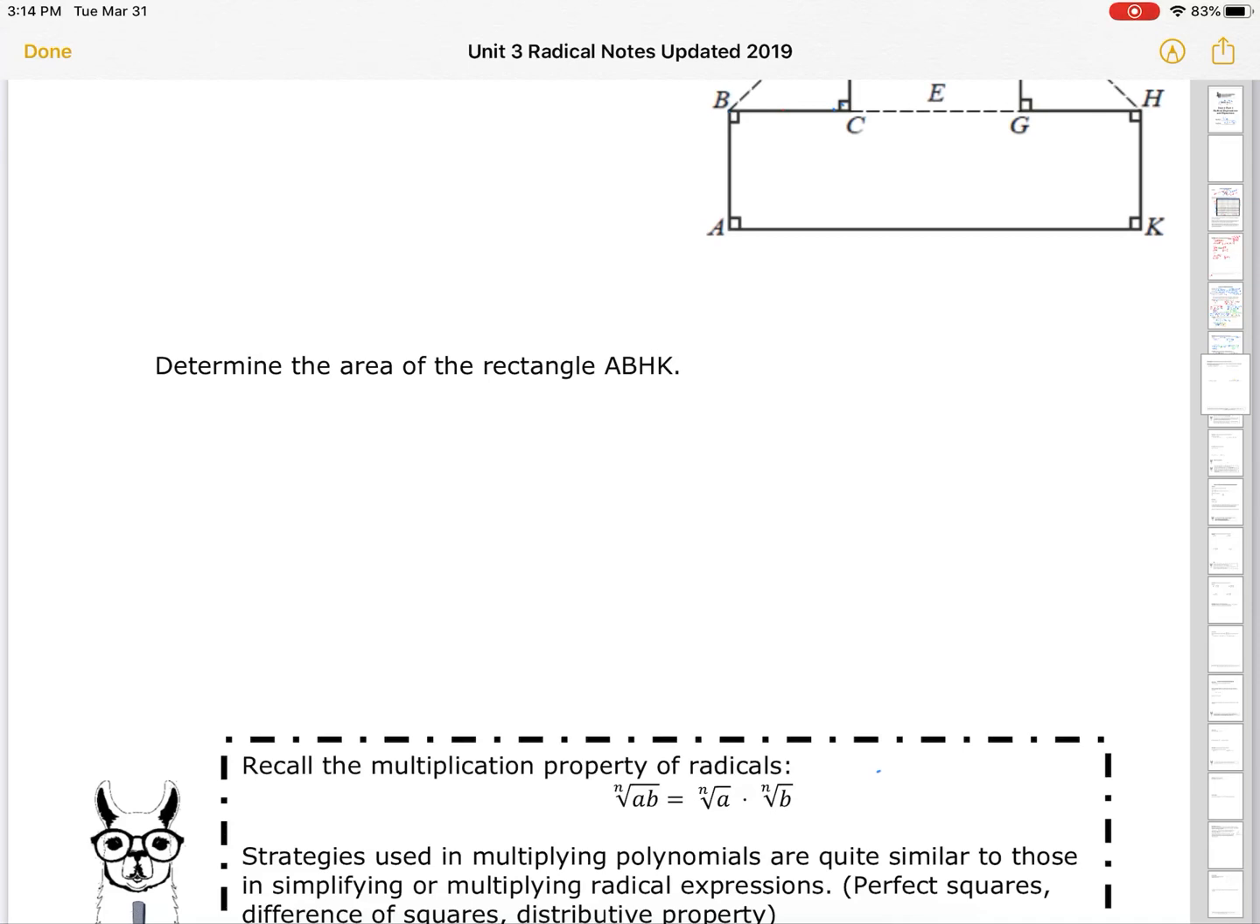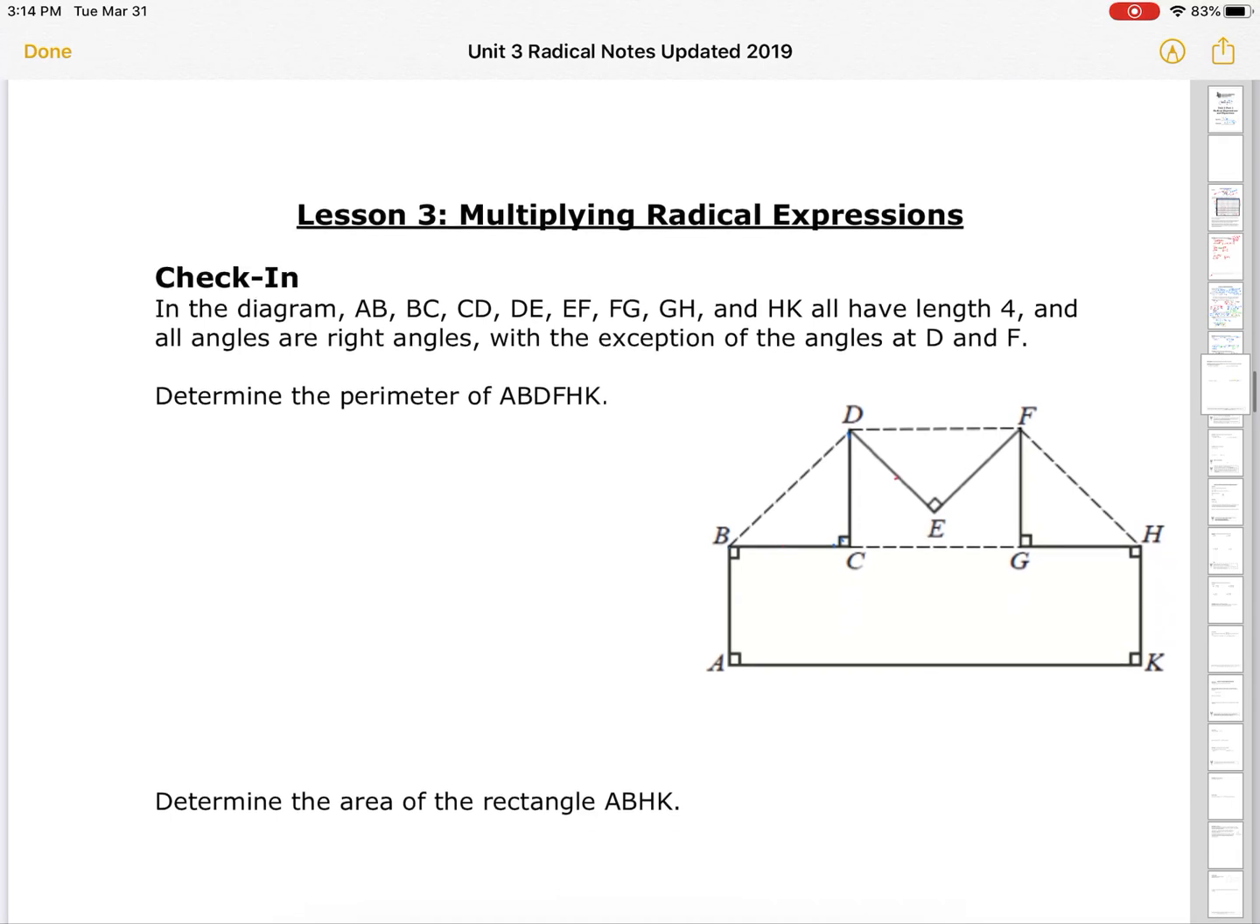Everyone, so this is lesson 3. Let me just scroll this down so we can see where we're at. We're in lesson 3 in unit 3, part 1, radical expressions and equations. So we are starting on page 6 of your notes package.